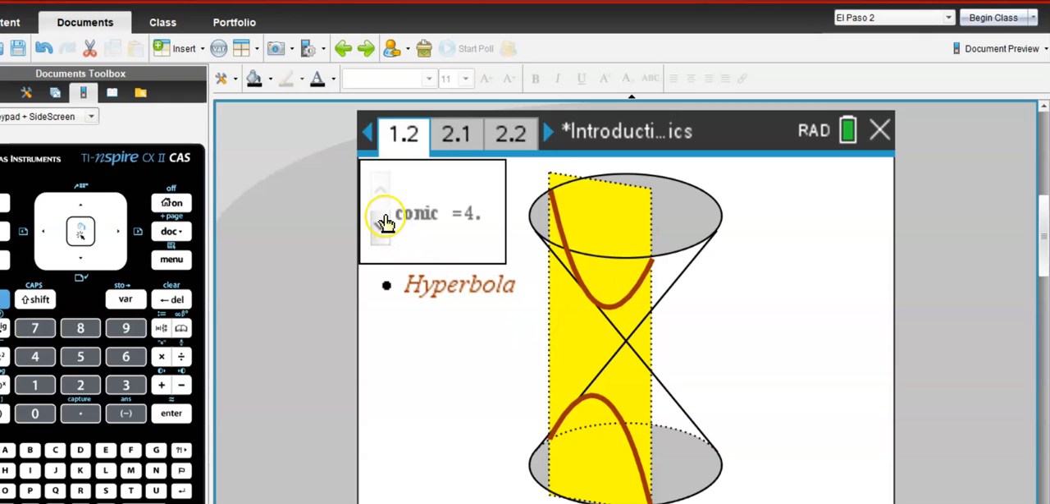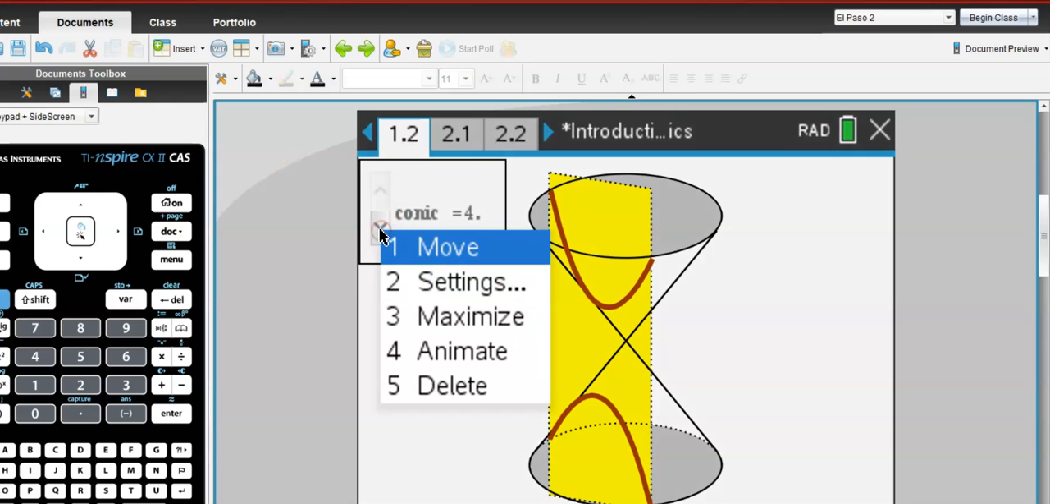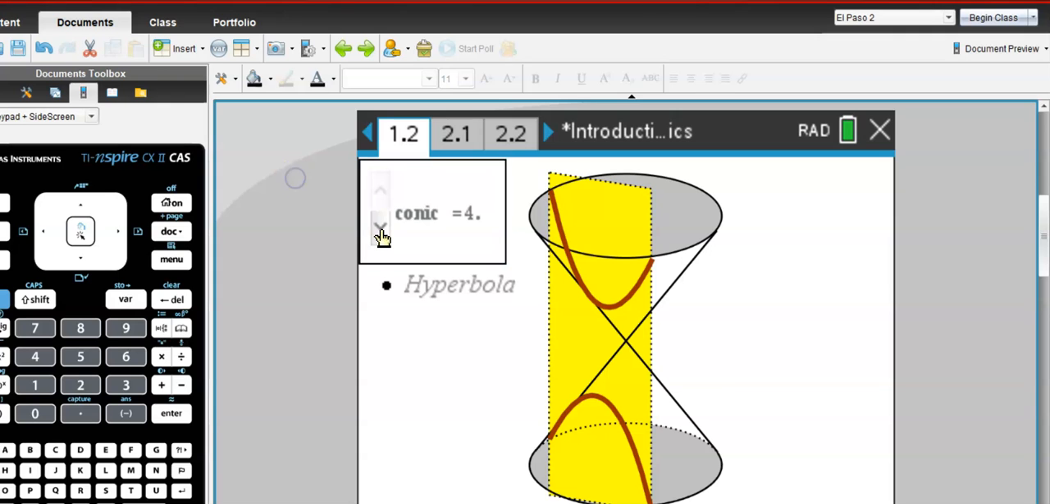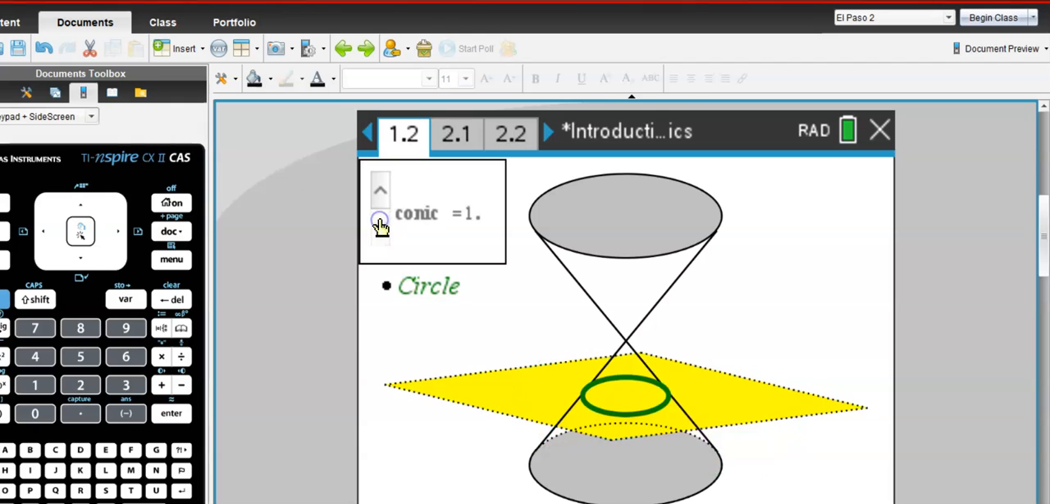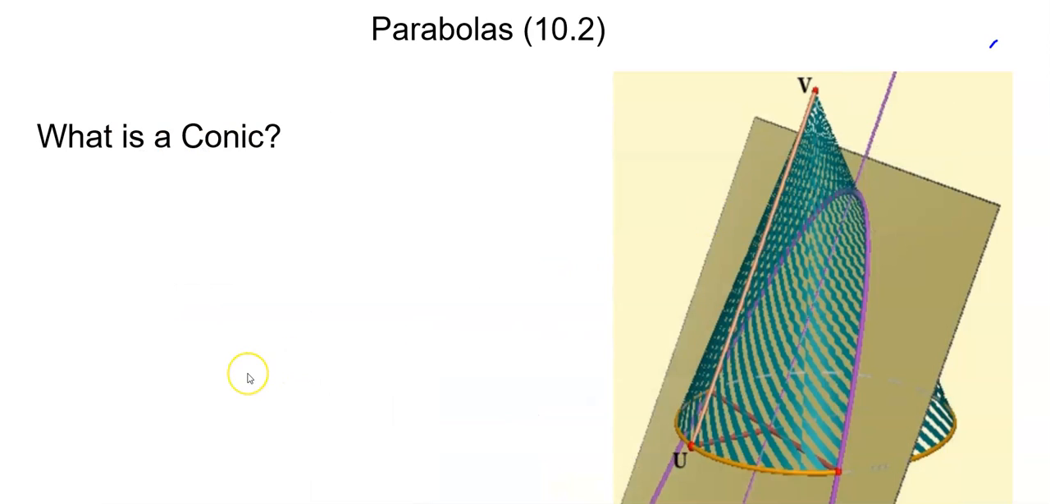So there are four types of conics: hyperbolas, parabolas, ellipses, and circles. So that's really this chapter. We're talking about those four types of conics. We're starting with parabolas. You've already done circles, I think, but this is a little different look at parabolas.